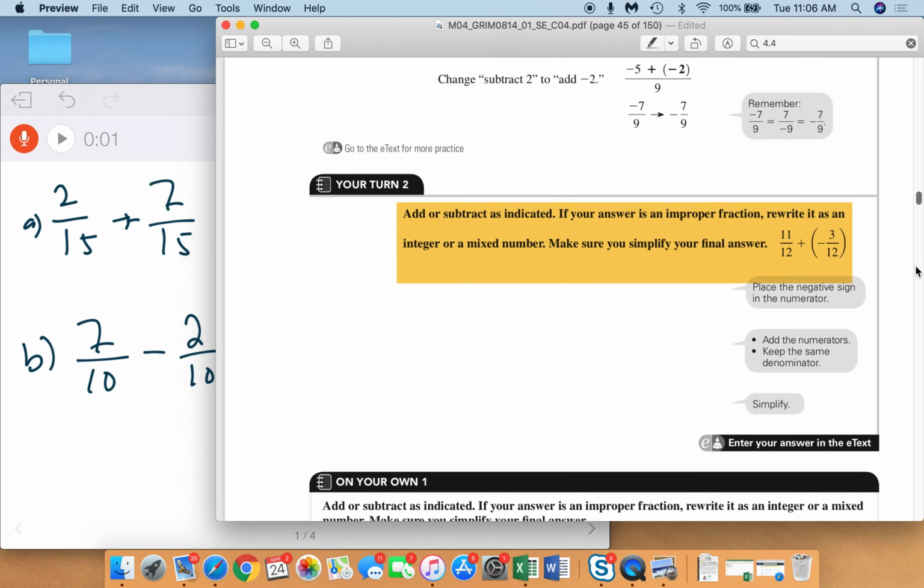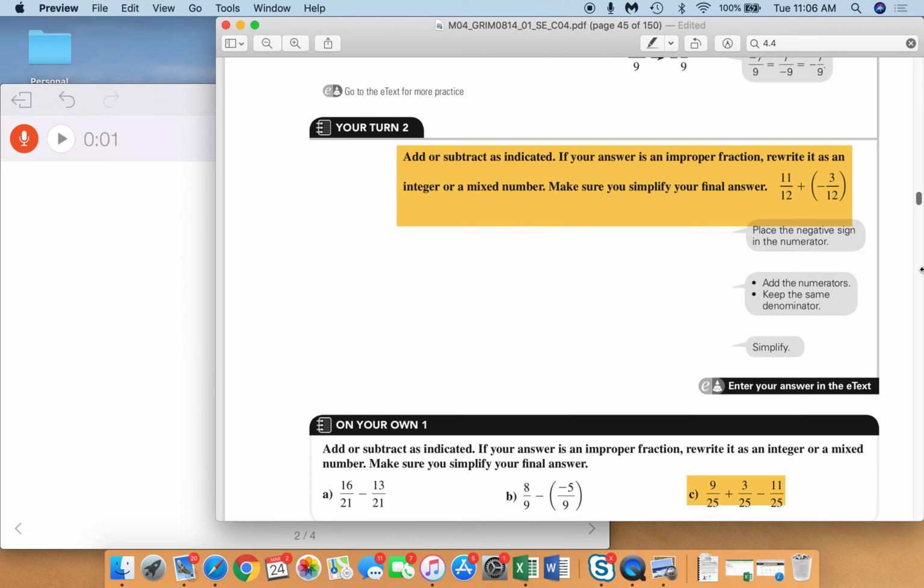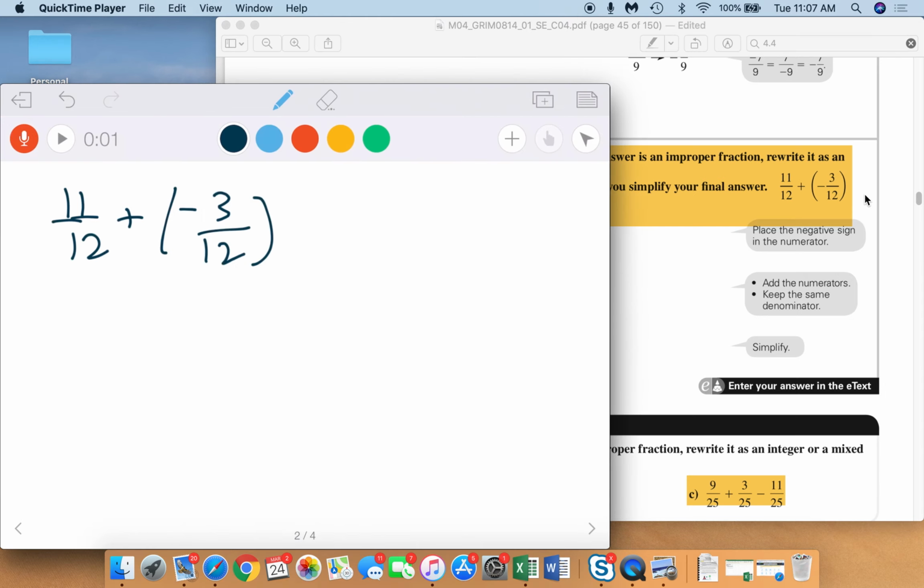Let's look at when we have a negative sign. So over here on your turn, we have 11 twelfths plus a negative 3 twelfths. So let's look at 11 over 12 plus negative 3 over 12. So remember what it said is that you want to keep that in the numerator. So we have the same denominator, but in this case now we're going to say 11 plus a negative 3. Well, when we add a negative, that's the same thing as subtracting. So that's the same thing as saying 11 minus 3 over 12, which equals 8 over 12.